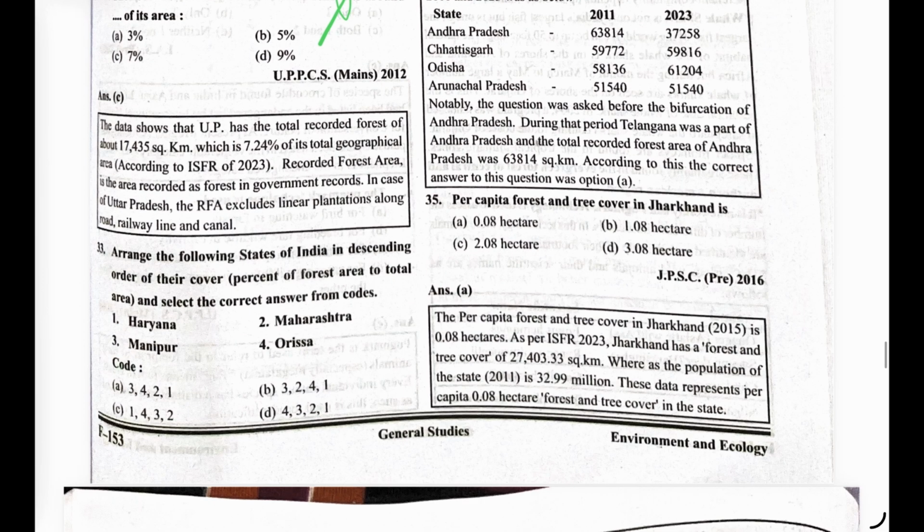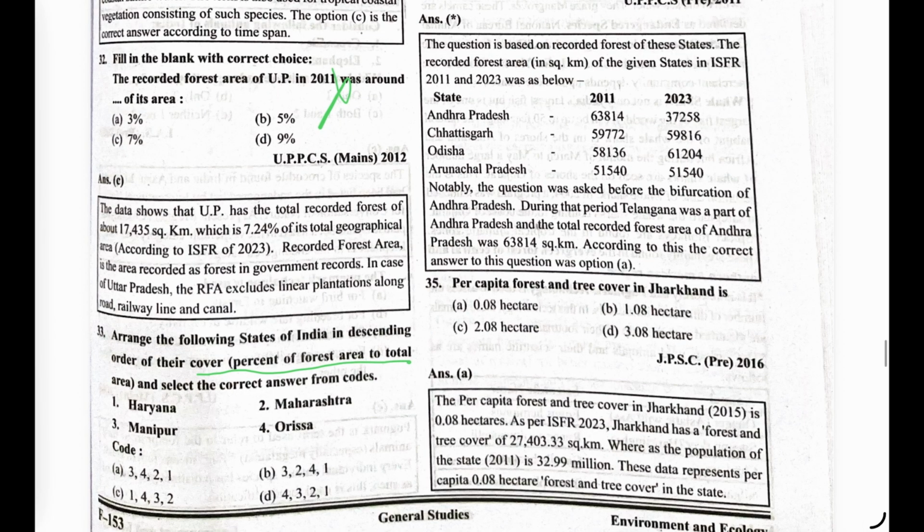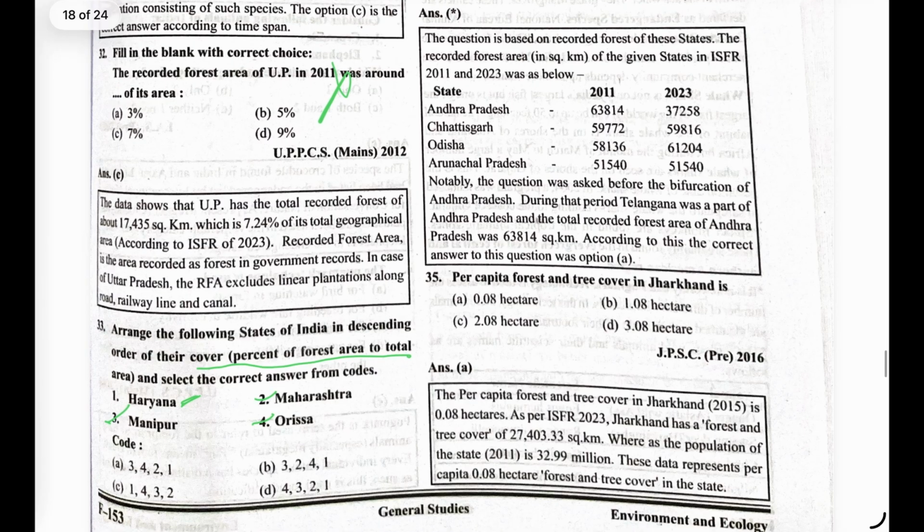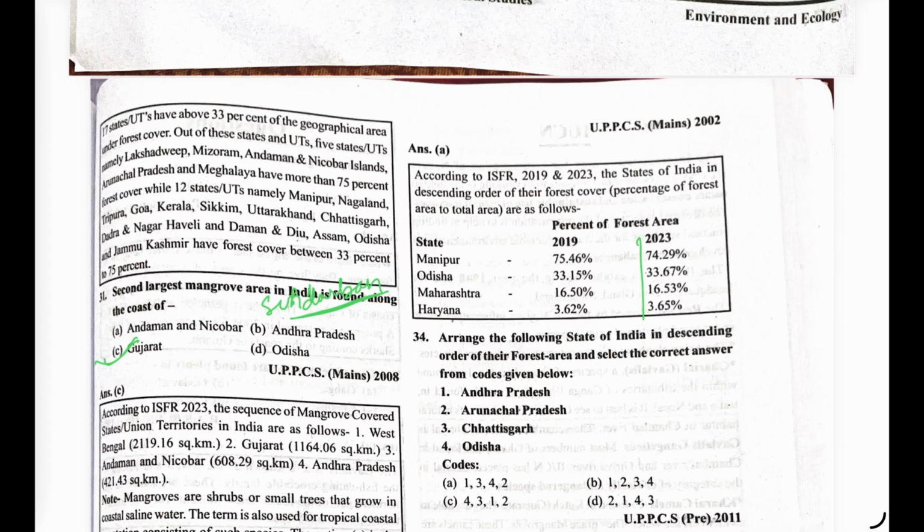Leave it. Arrange the following Indian states in descending order of their forest cover and select the correct answer. So descending order by percentage of forest area. Which one is the highest? Manipur is the highest, then Odisha, then Maharashtra, and we have already seen Haryana has the least. So the correct answer is A: Manipur, Odisha, Maharashtra, Haryana. Haryana has the least in the country.